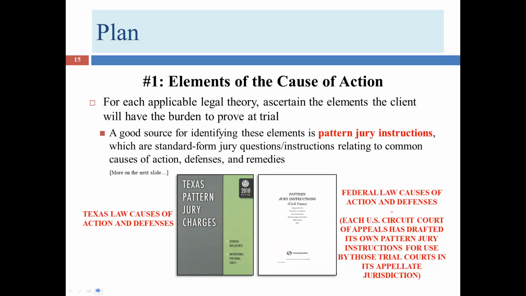Hey, attorney, what do you think the theory of our case ought to be? Very likely he or she will have some ideas, so that's a smart strategy.